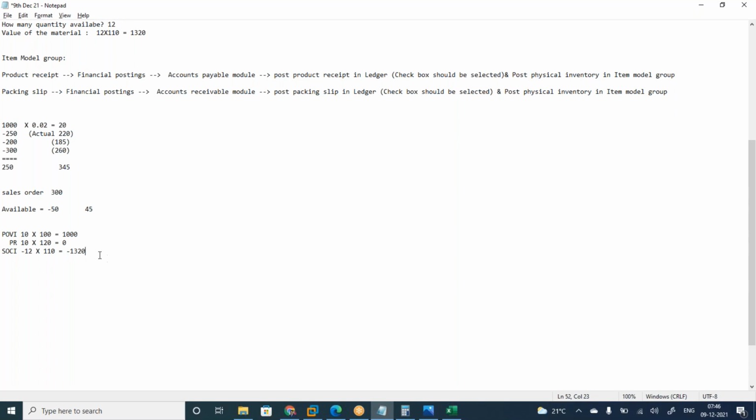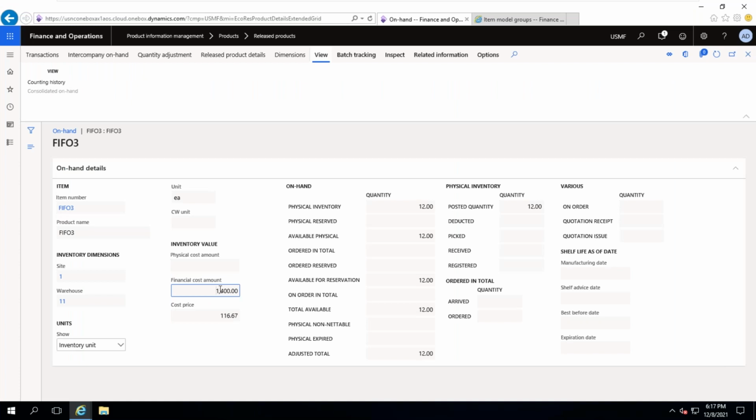It is invoiced. We have received the invoice, and it has been accounted only for 10 quantity. The second quantity we haven't booked that invoice, so the cost will be only 100. Then it will be 1000 only. Am I right? Financial amount. Yeah, financial amount, fine.